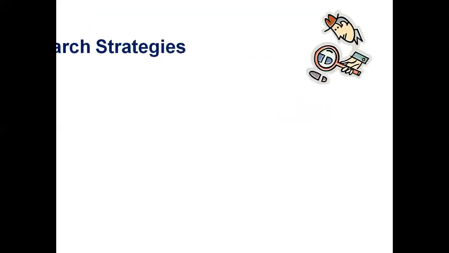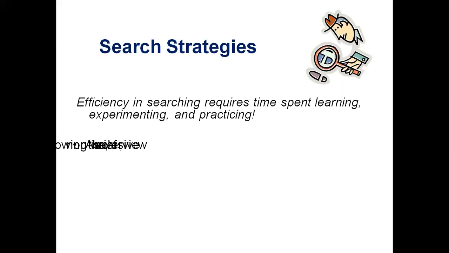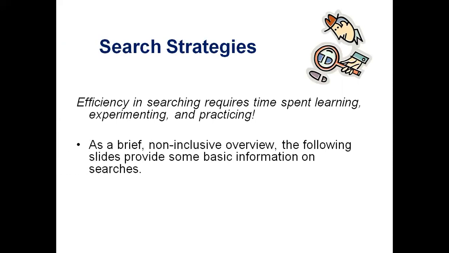So the main topic which we will discuss here is search strategies, that is, what different strategies we can use to make our search very specific. Efficiency in searching requires time spent learning, experimenting, and practicing. If you practice and practice, then you will be able to find your relevant articles in a very short time.